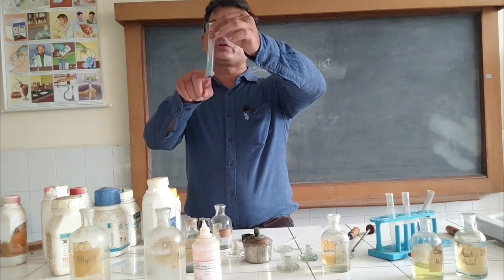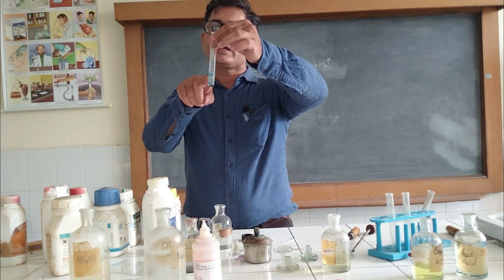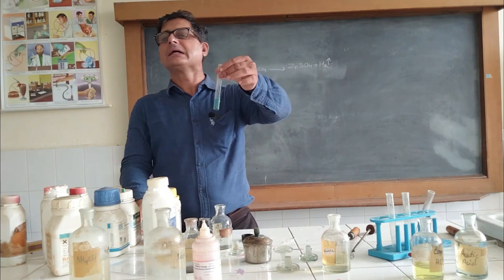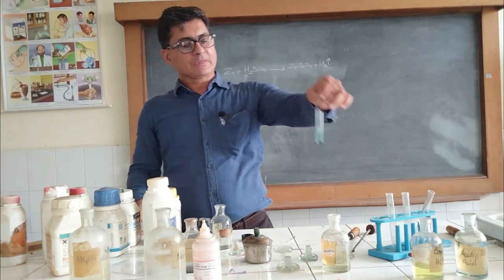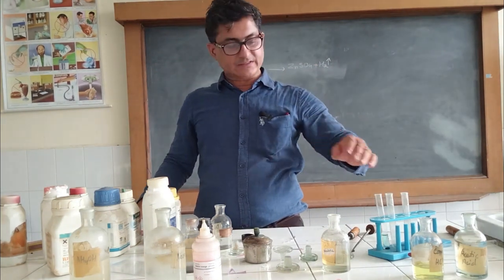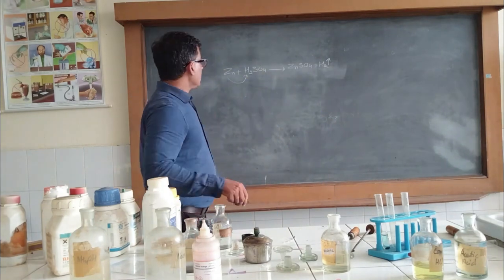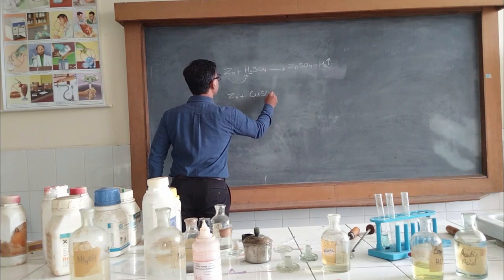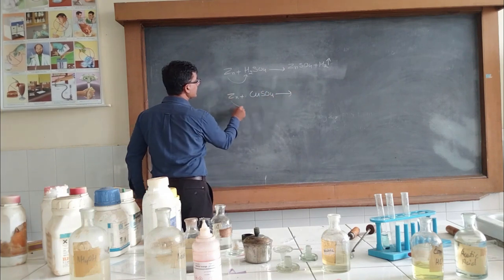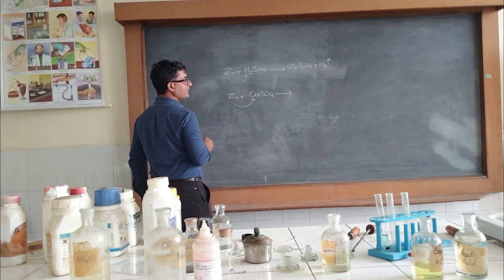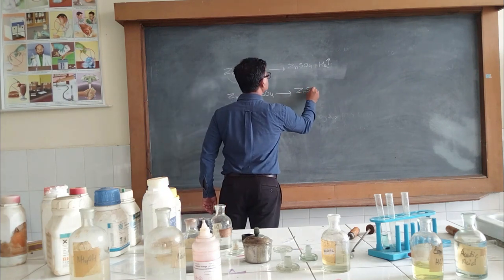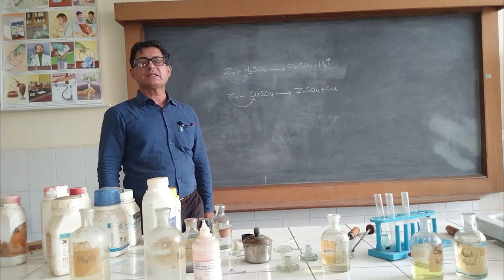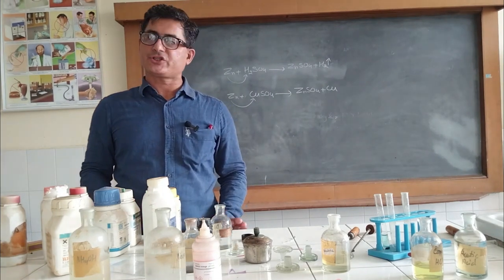The blue color of the copper sulfate solution will disappear, and a colorless solution will be formed, as the solutions of zinc sulfate are colorless. So I will write the reaction of what is happening in this solution. It is zinc plus copper sulfate, as zinc is more reactive as compared to copper, and zinc sulfate and copper metal are formed. It is called a displacement reaction.